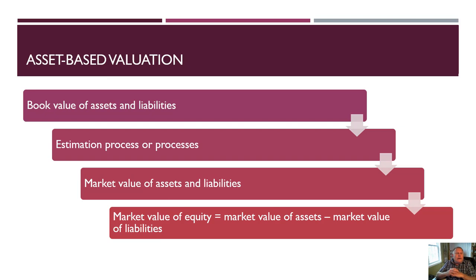The last piece we're going to use is asset-based valuation. And asset-based valuation is not as commonly used. It's more situational. That is when you're not really buying the going concern, you're buying certain assets that you put a certain value to. So you start out with the book value of assets and liabilities. What you do is you go through a process or processes to estimate the value of each of those assets and liabilities.